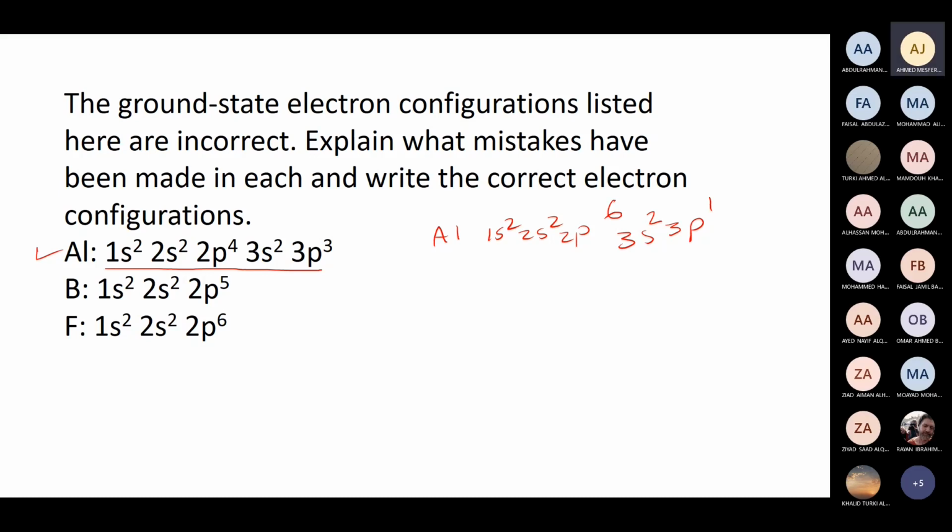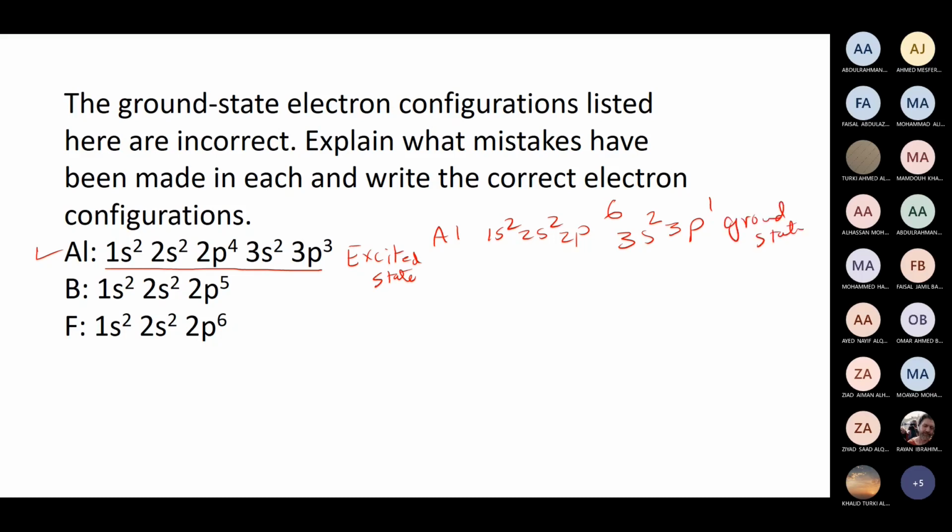No. Why? We took 2 electrons from 2p, and we put them in 3p. Is this structure acceptable or not acceptable? It is correct, but it's not the ground state. It is the excited state. This is the ground state.